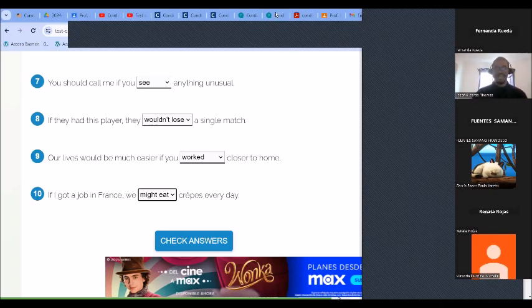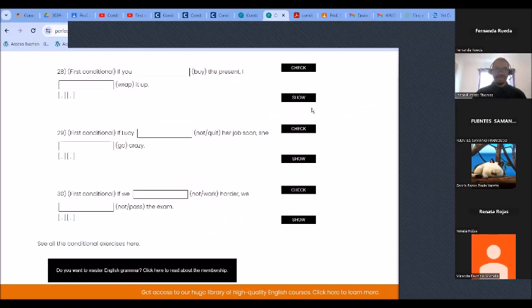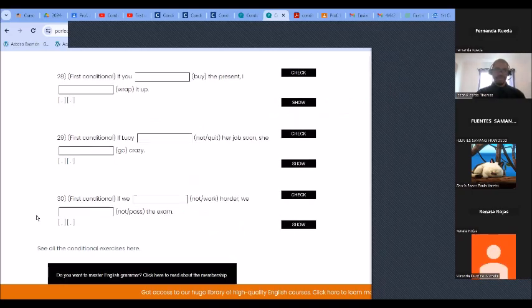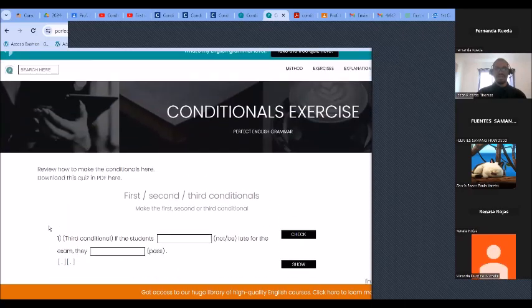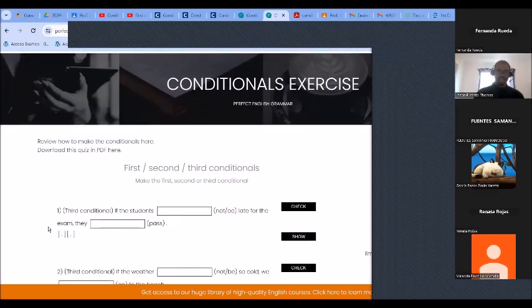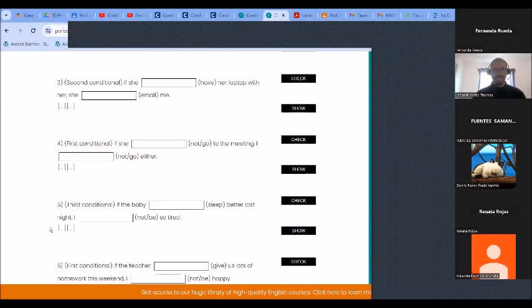All right. Now, if you think about conditionals, let's add some more conditional practice here. Let's make it a little bit more automatic. I'll show you whether it's first or second. Just practice the verb conjugation. All right, so not third. Let's go to second conditional and go back to Fernanda.